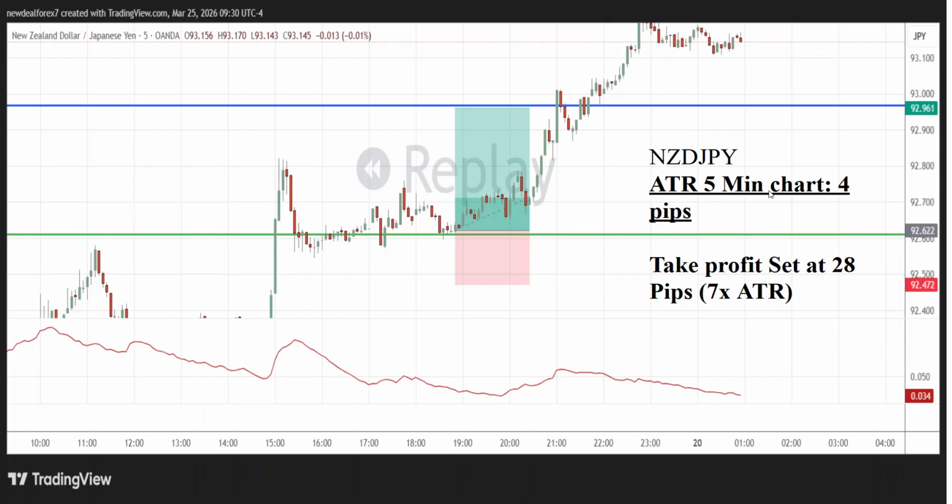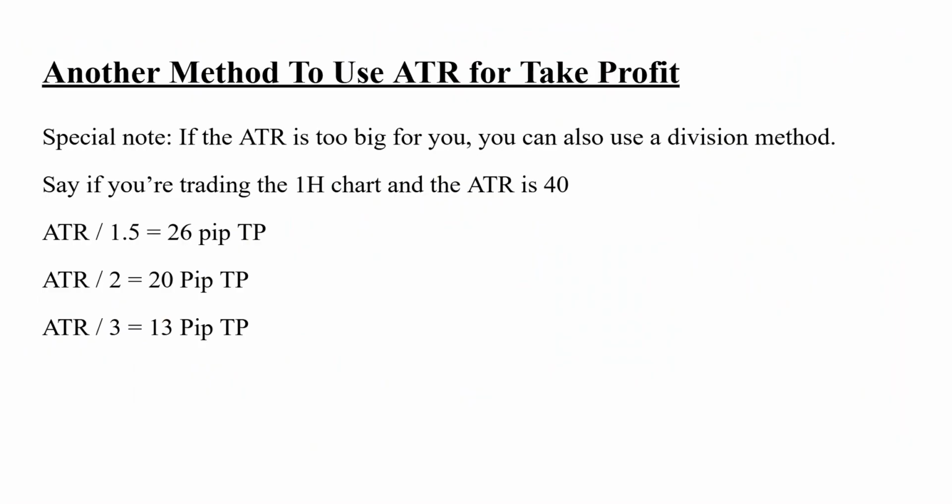Because I know that the pair moves about 4 pips in 5 minutes, it's not unrealistic to assume that over multiple 5 minute candles, it could move 28 pips. So that would be that. That's the rationale behind it.